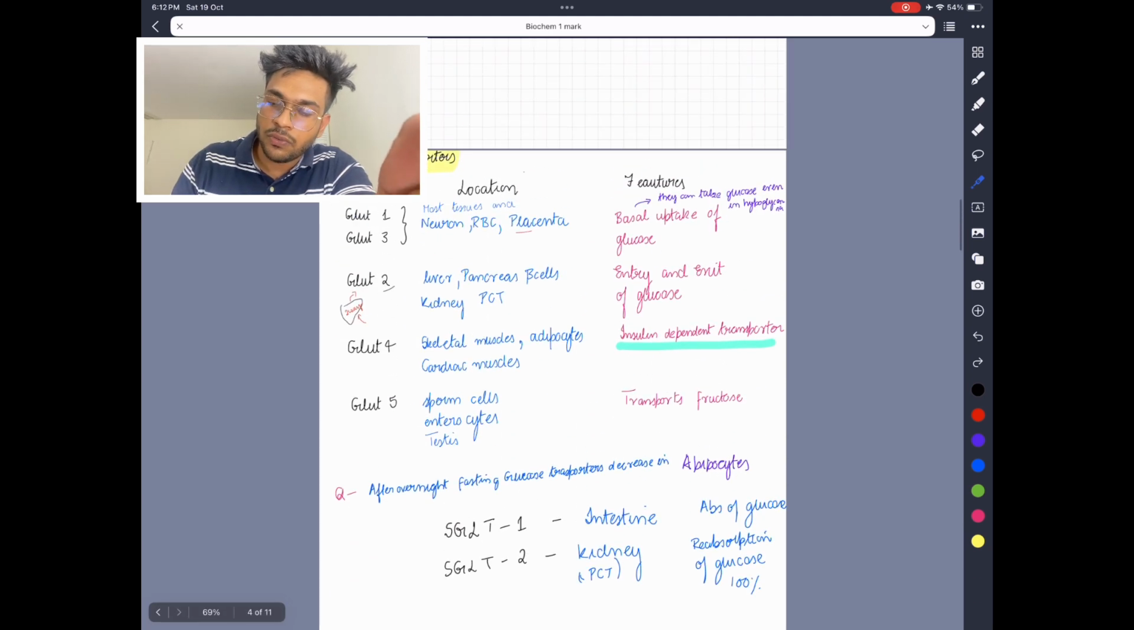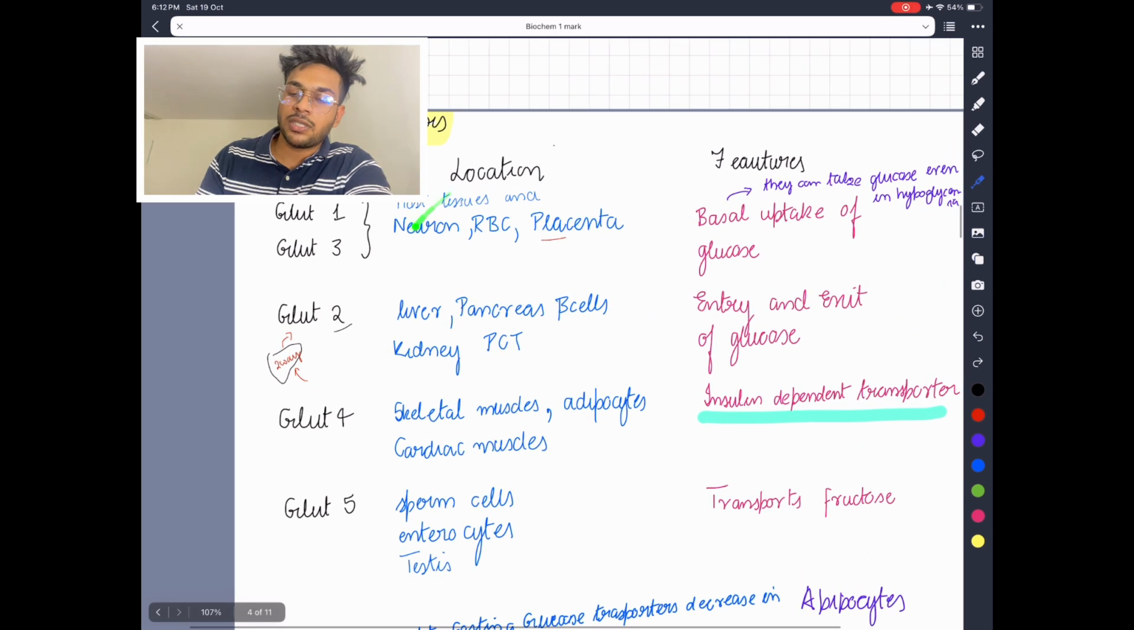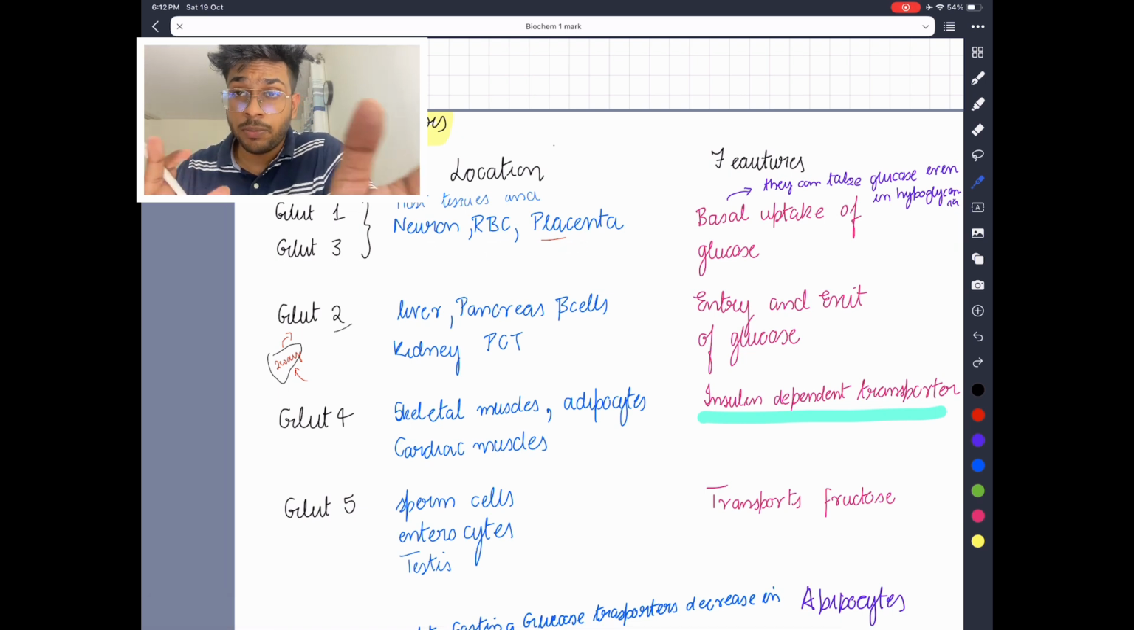And the feature of 1 and 3, you can say they're involved with basal uptake of glucose. If you see, these are very important places, RBC, placenta. If the glucose goes, you're pretty much done. Neurons are a very important part of our body, so they are trained in such a way that they can uptake glucose even when the body is in a state of hypoglycemia.